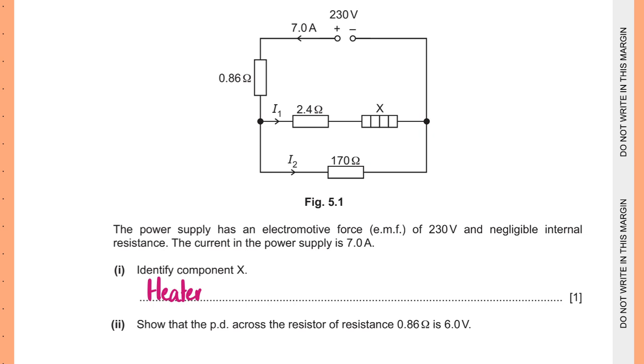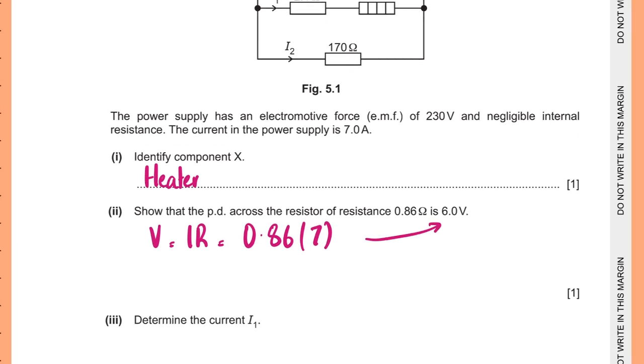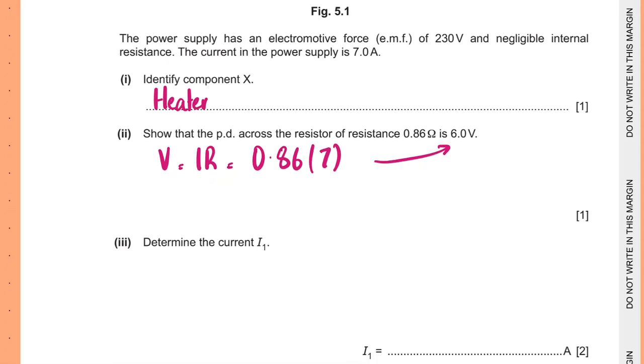Show that the potential difference across the resistor of 0.86 ohms is 6 volts. So the potential difference across this we must show is 6 volts. That's really easy because I know the current through this, I know its resistance. So I can just use V = IR. And because it's this easy, this is for just 1 mark. So 0.86 is the resistance and the current was 7. So 0.86 times 7, that's approximately equal to 6 volts. Determine the current I1.